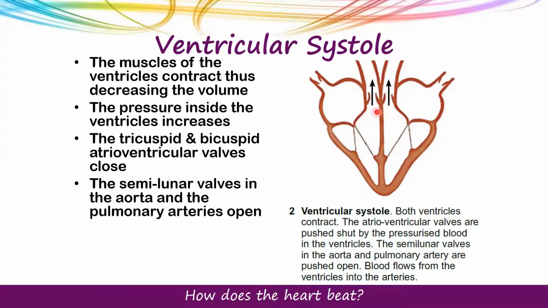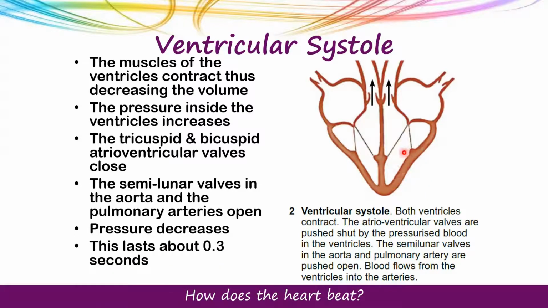The semilunar valves in both the aorta and the pulmonary arteries open, and this eventually decreases the pressure because the blood now enters the aorta and the pulmonary artery. As the pressure is decreasing, the volume of these ventricular walls increases now. This lasts about 0.3 seconds. Atrial systole was taking 0.1 seconds, this ventricular contraction or ventricular systole takes about 0.3 seconds.